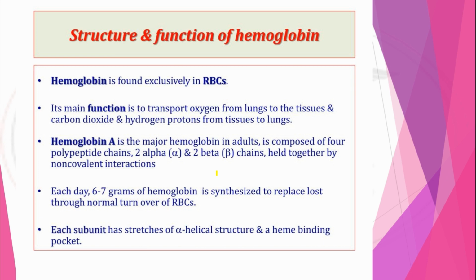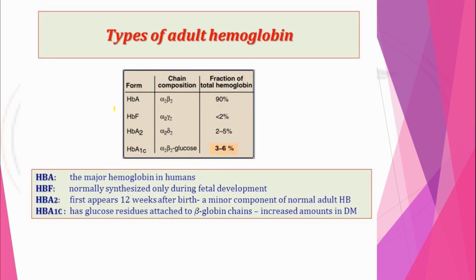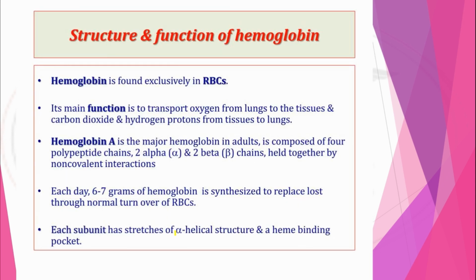Hemoglobin A is the major hemoglobin in adults. There are types of hemoglobin: first is hemoglobin A, then HbF, HbA2 and HbA1c. So there are four types of adult hemoglobin, but the major one is HbA. It is composed of 4 polypeptide chains, 2 alpha and 2 beta chains.